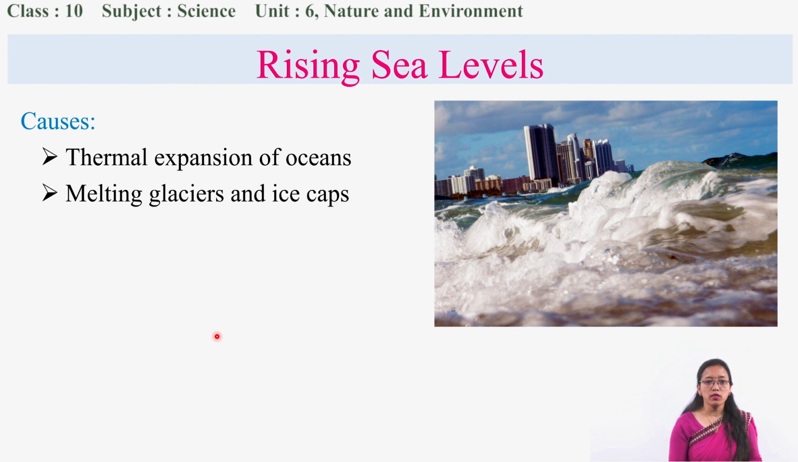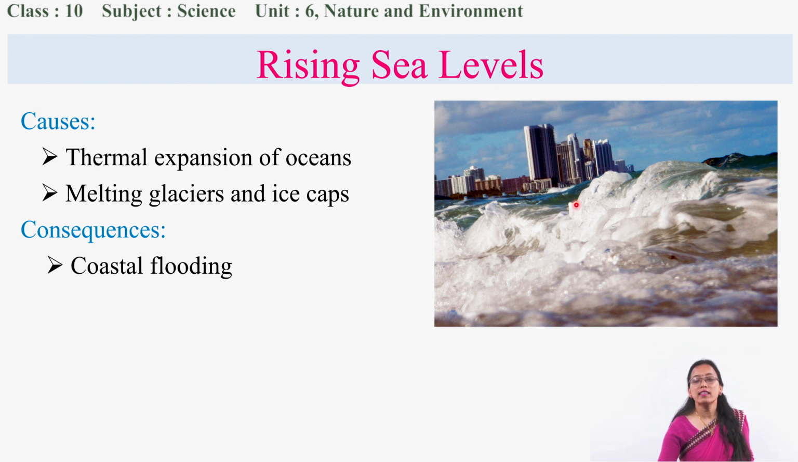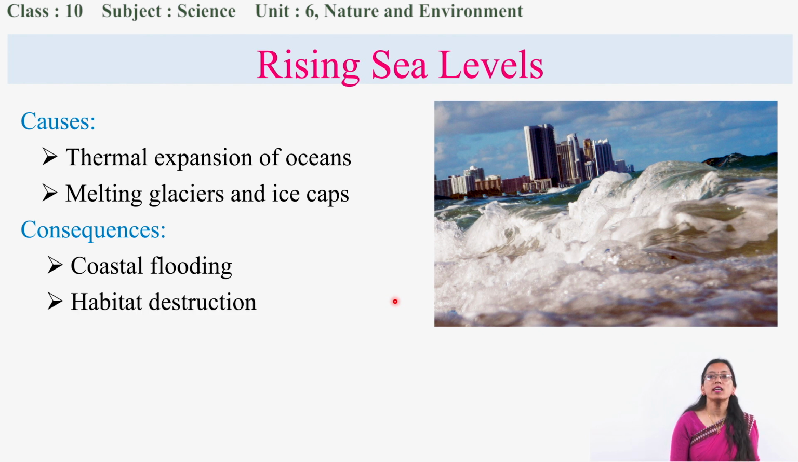There are two reasons. First one is thermal expansion of the ocean. That means due to high temperature, the volume of the water will expand due to high heat. And another one is melting of glacier and ice caps, which results in glacier outburst flood. After flooding, that will reach the sea. Because of that also, the sea level will increase. What are the consequences or the impacts of it? There is coastal flooding. If there is a rise in the sea level, flooding occurs again, in the coastal region, which is called coastal flooding. And habitat destruction.